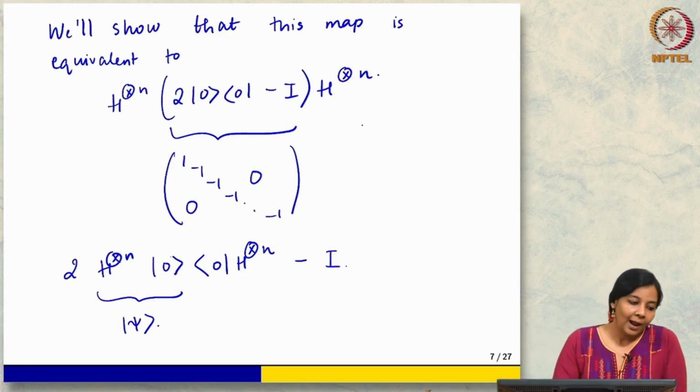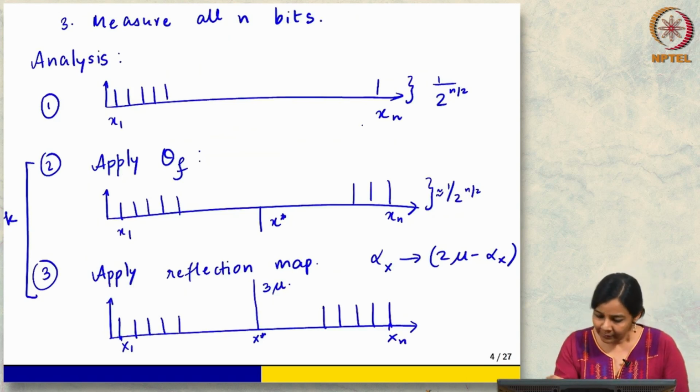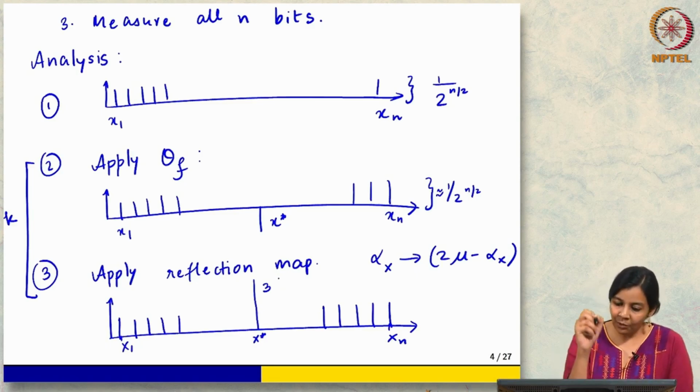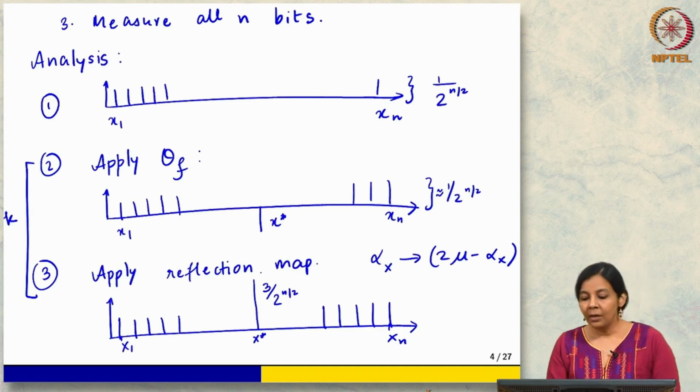So see, actually we were just a little bit imprecise. Let me make it just a little bit better. So instead of 3 mu, see, because mu is shifting around, right. So let us call this 3 over 2 to the n over 2, right, and then the next step it will be 5 and so on. Okay.